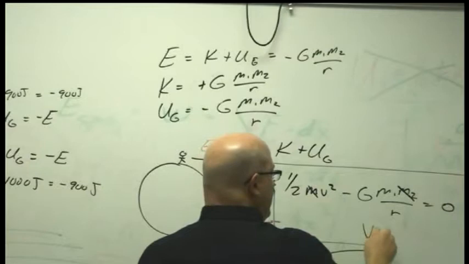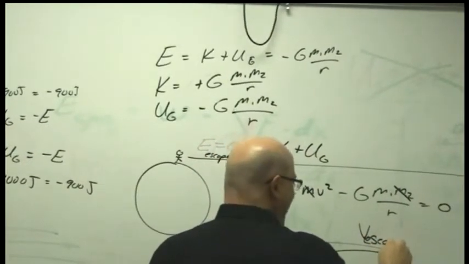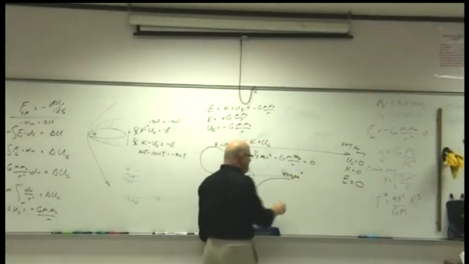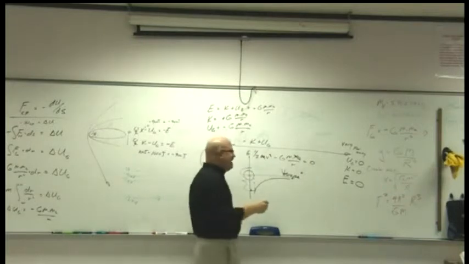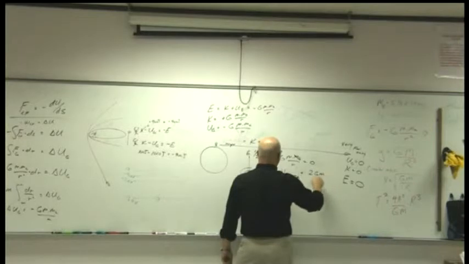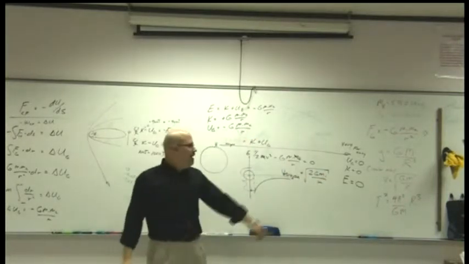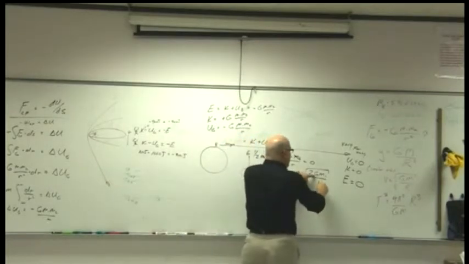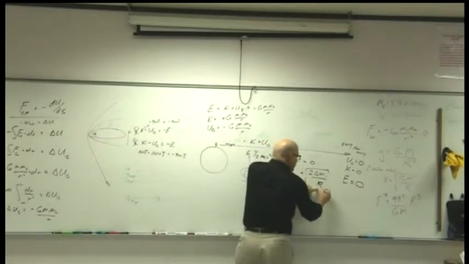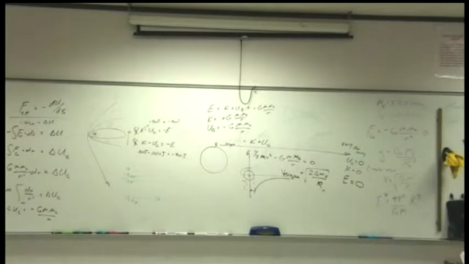So the velocity for escape is the square root of 2 G m1 over r. If you plug in the mass of the Earth, by the way, this r is the radius you're starting at. That's the radius of the Earth and the mass of the Earth. We figure that out quickly. What is the escape velocity from the Earth?